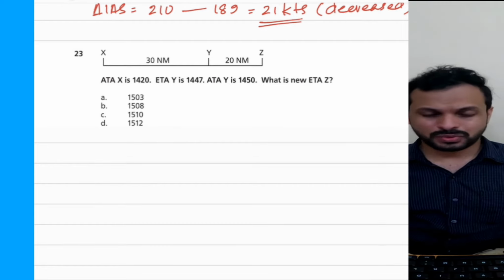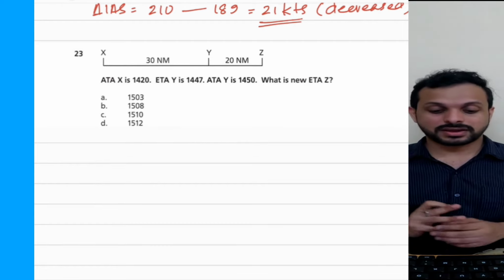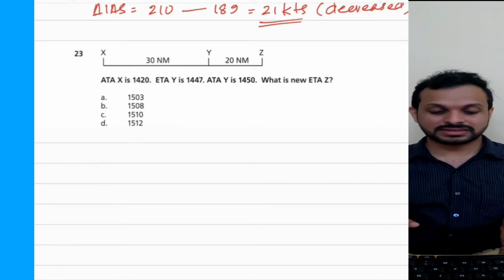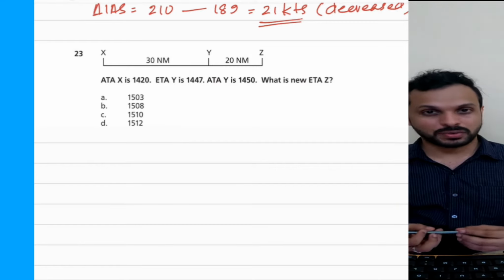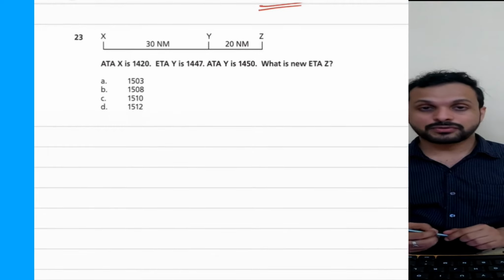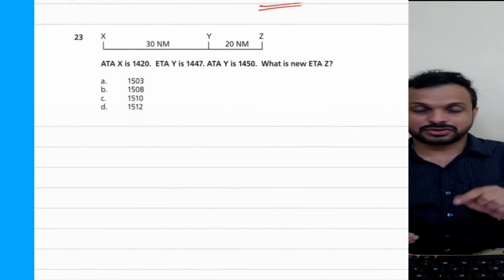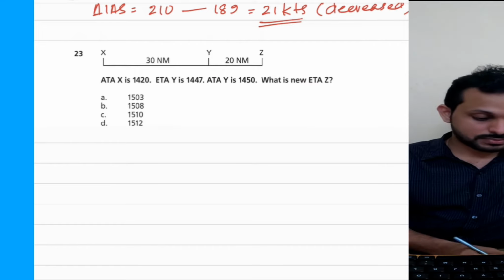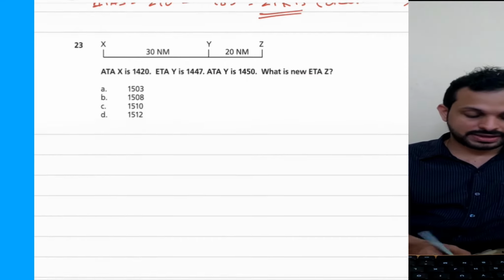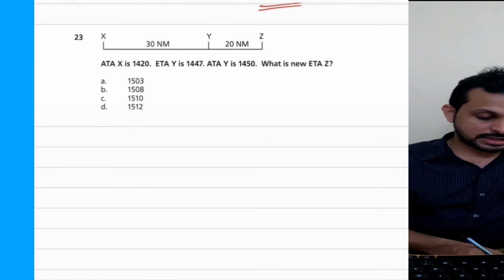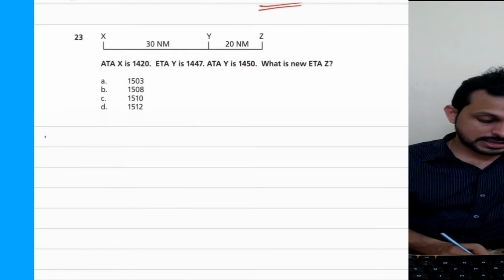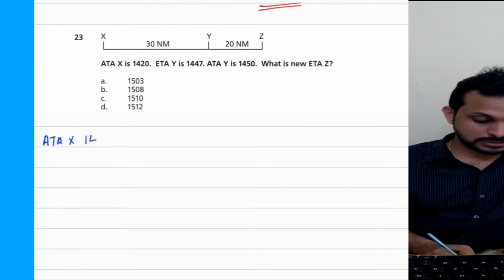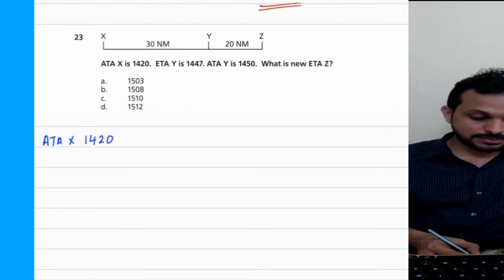It could be an aerodrome or a waypoint, whatever it is: X, Y, and Z. The distance between X and Y is 30 nautical miles and Y and Z is 20 nautical miles. The actual time of arrival, that's ATA, the actual time you reach a particular point, at X is 1420. All right, so let's put this diagram again here. The ATA at X is 1420, right? That's the time of arrival at X.